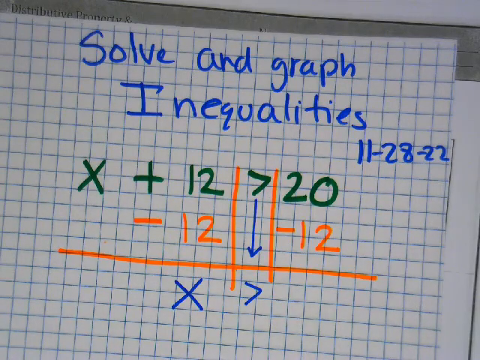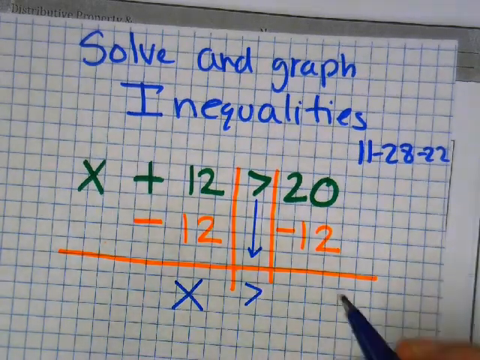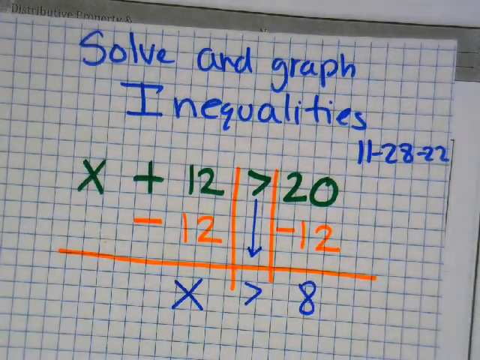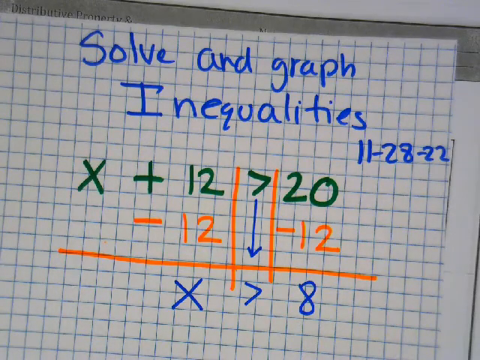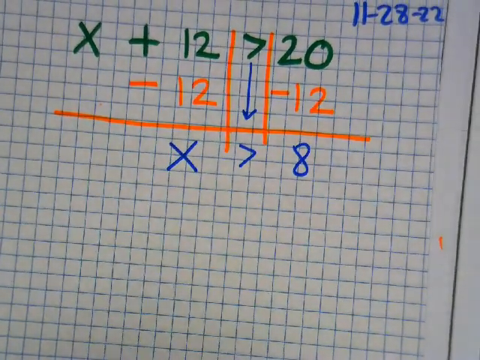All right. Now let's do the math over here. What's 20 minus 12? 8. So X is greater than 8. And that's it. Now let's graph it.